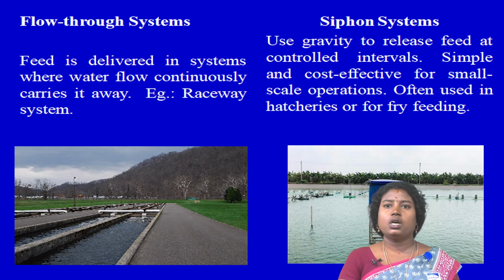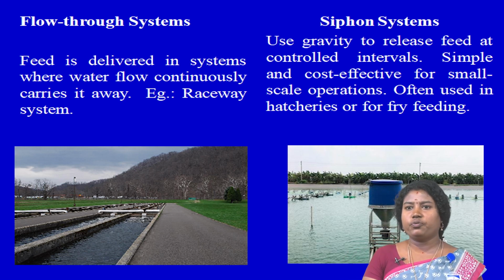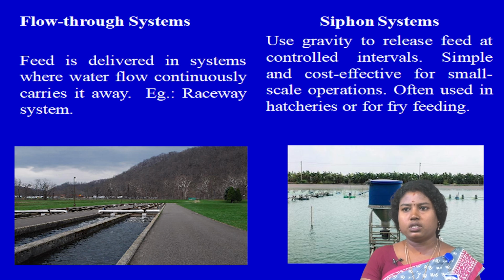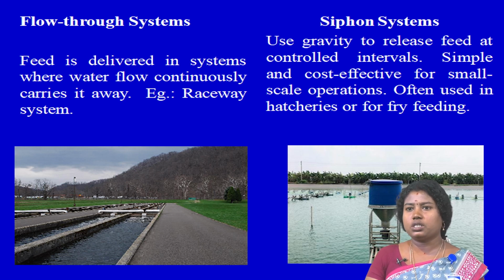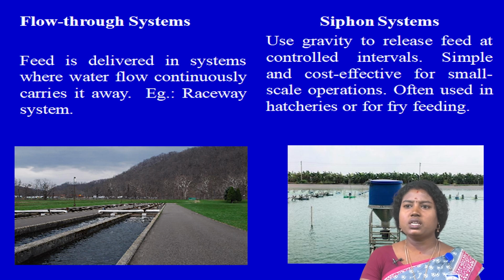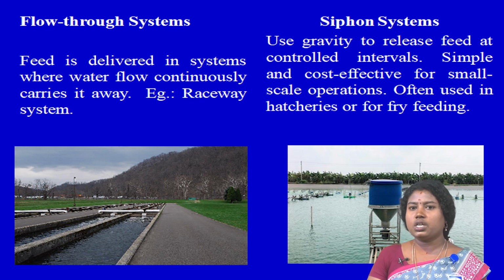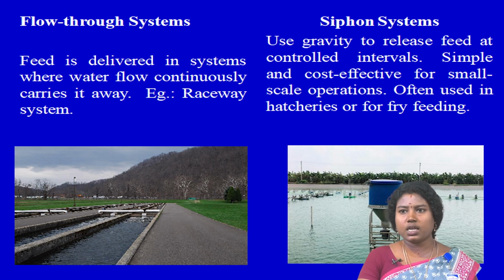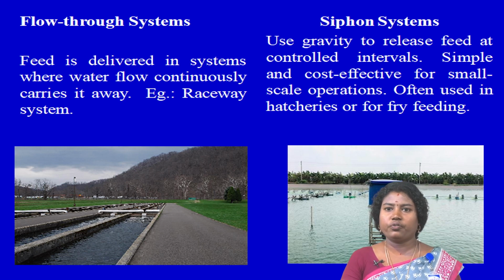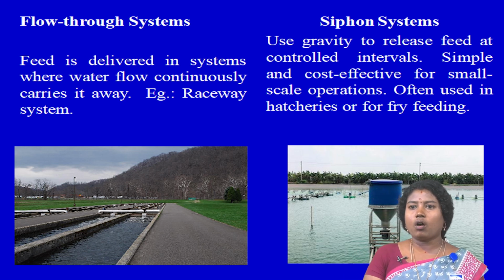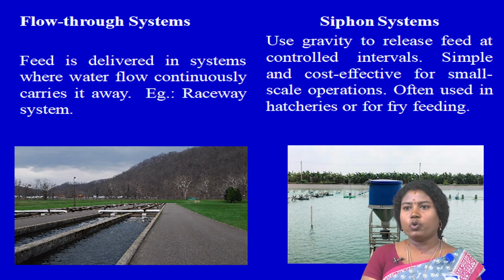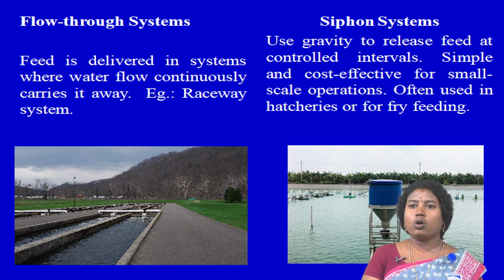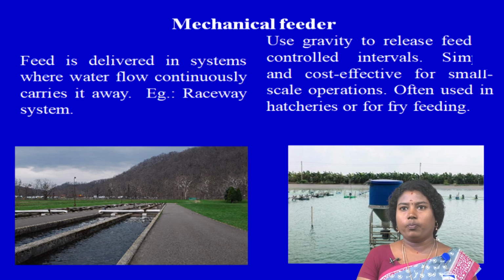Siphon systems: used gravity to release feed at controlled intervals. Simple and cost effective for small scale operations. Often used in hatcheries or for fry feeding. These systems utilize the principle of siphoning, where water or feed is moved from one container to another through a tube or pipe by gravity.